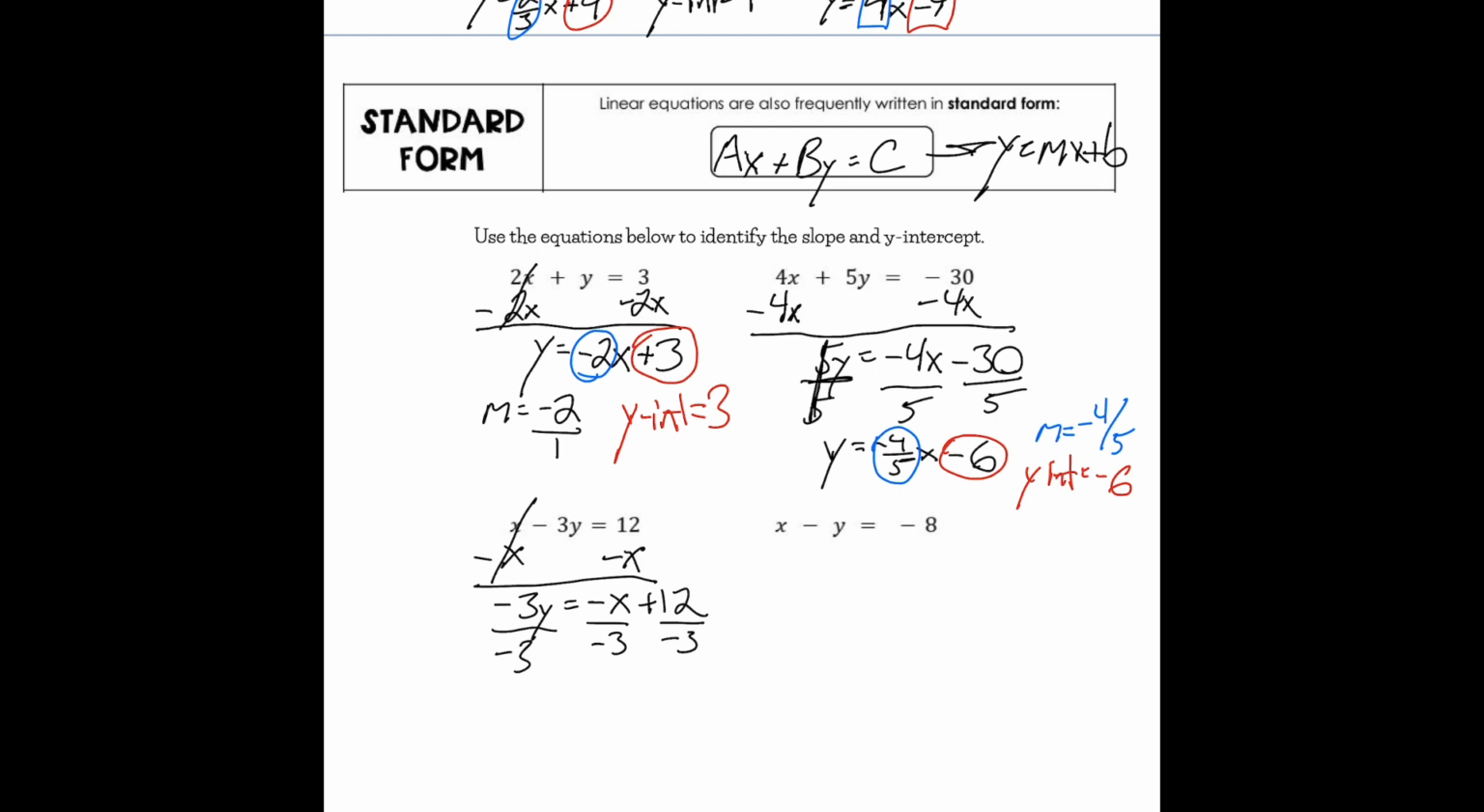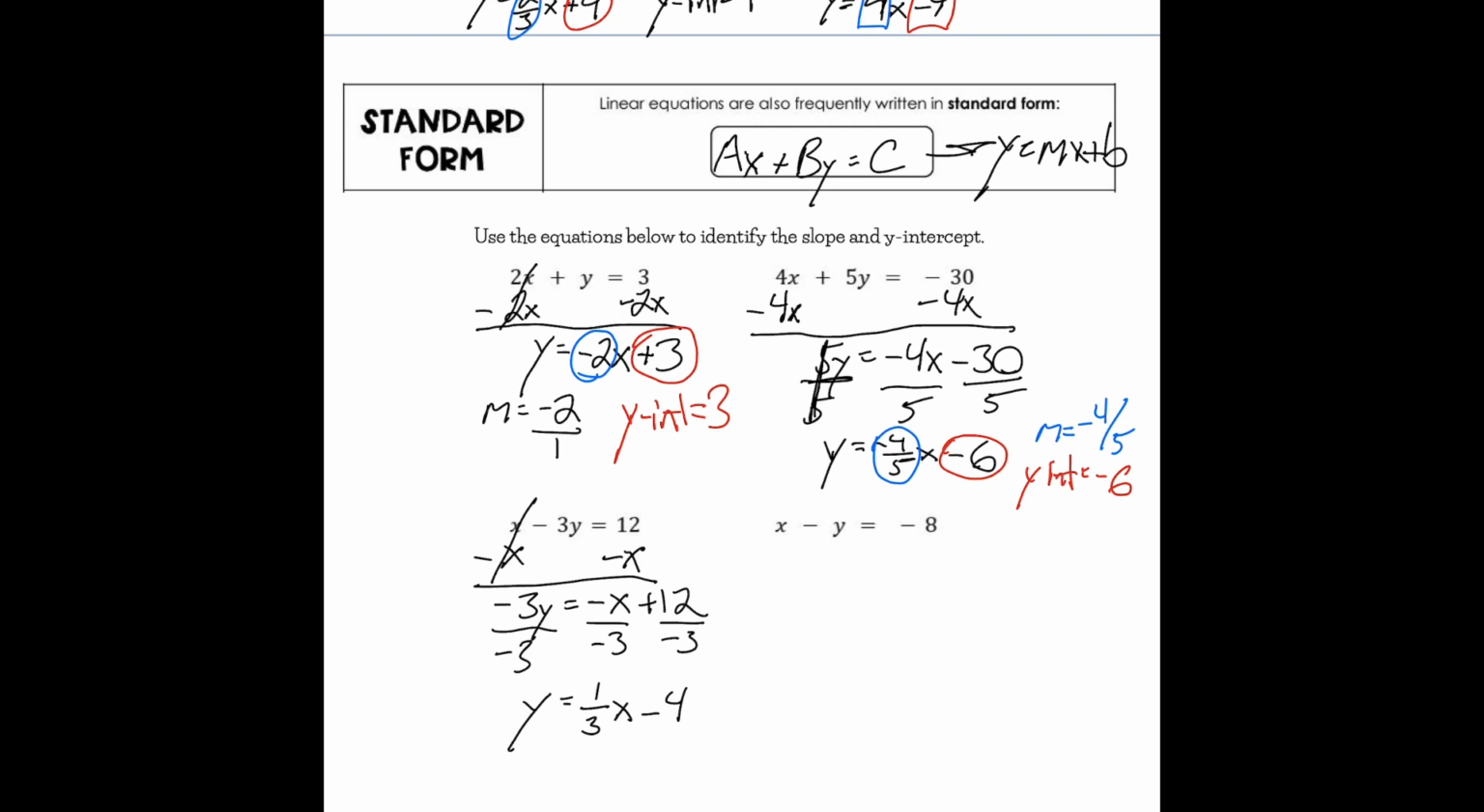All right, on the left side of the equal sign, negative 3 divided by negative 3 is just 1y. Negative 1x divided by negative 3 is a positive 1 over 3x. A negative number divided by a negative number is a positive number. Positive 12 divided by negative 3. 3 goes into 12 4 times. A positive divided by a negative gives me a negative 4.